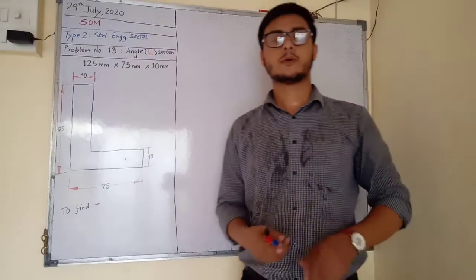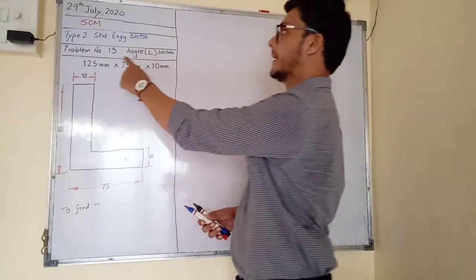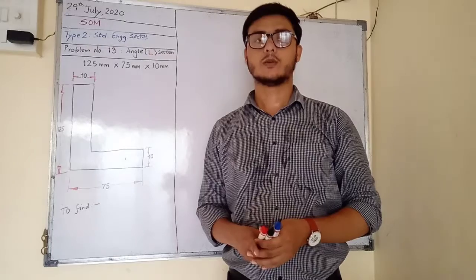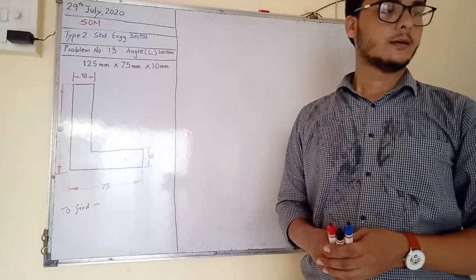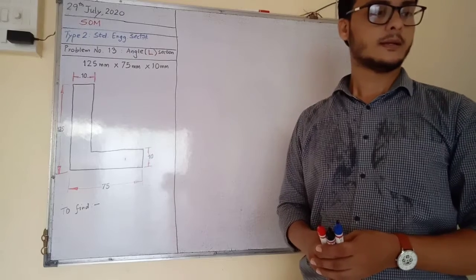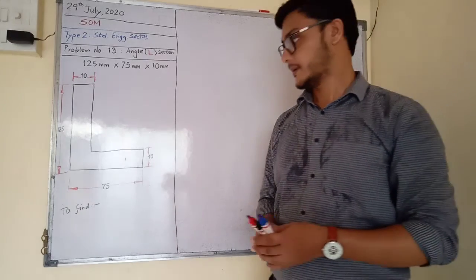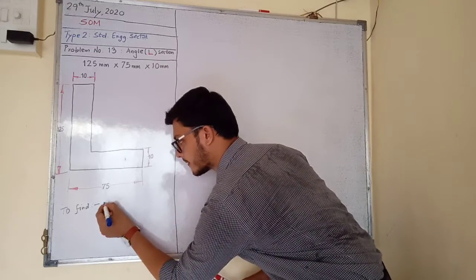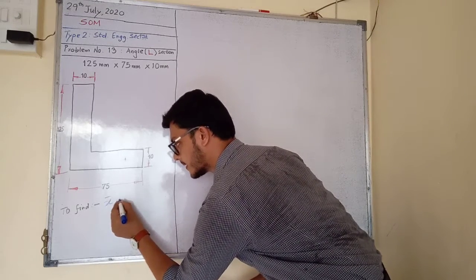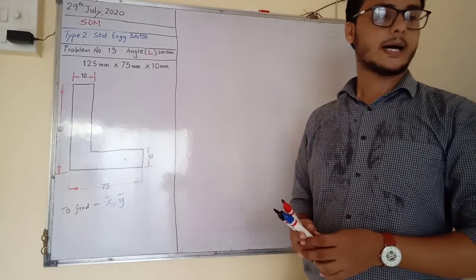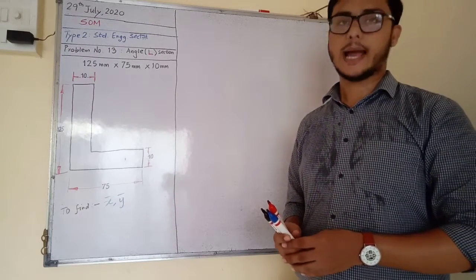Hello student, next problem we are seeing is problem number 13, angle section. I'll read the problem first, then we'll go for the solving. It reads, find the position of center of gravity, that is x bar and y bar, first, Ixx and Iyy for an unequal angle section.